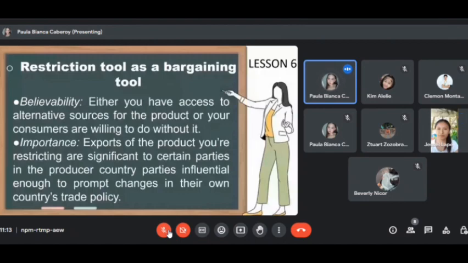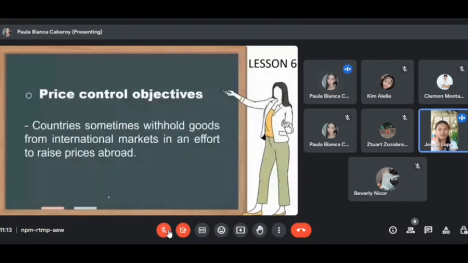Next, price control objectives. Countries sometimes withhold goods from international markets in an effort to raise prices abroad. Price control objectives involve countries intentionally limiting the supply of goods in international markets to boost prices in foreign markets.